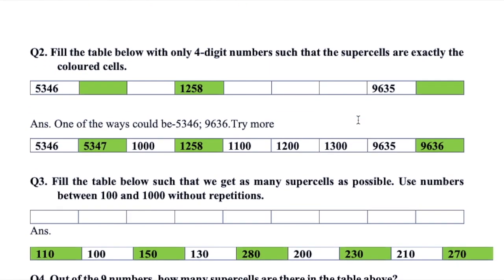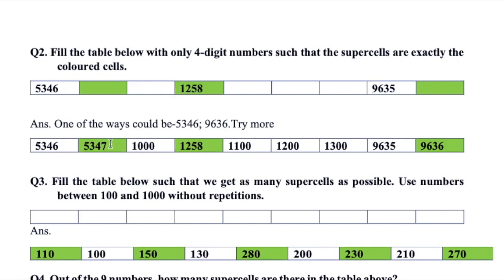You see question number 2: fill in the table with only 4-digit numbers such that the supercells are exactly the colored cells. So we have to take care that we are taking only 4-digit numbers. As you can see, the last one is green, 9635. You can think I can take 10,000 because it is greater, but 10,000 is a 5-digit number. So we have taken just one greater, which is 9636. Same, 1258 is the supercell. So we have to take numbers less than 1258. So we took 1000 and 1100, and this is the supercell.